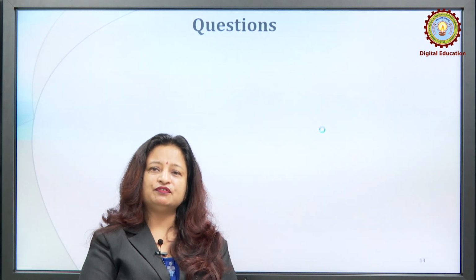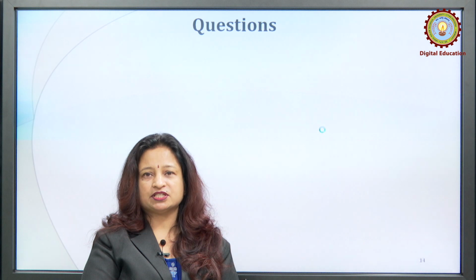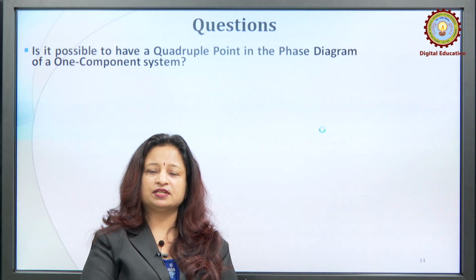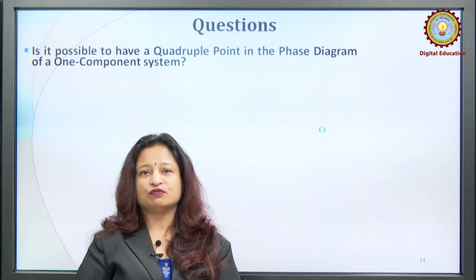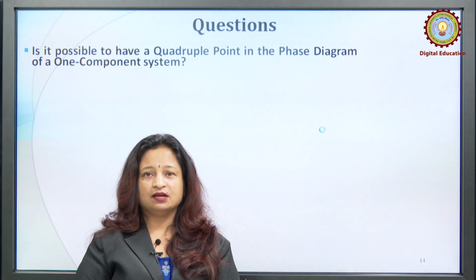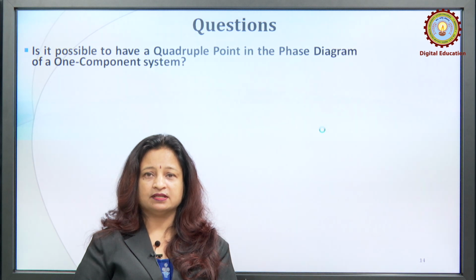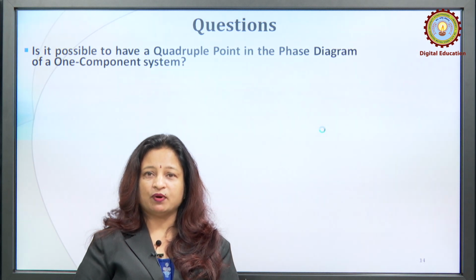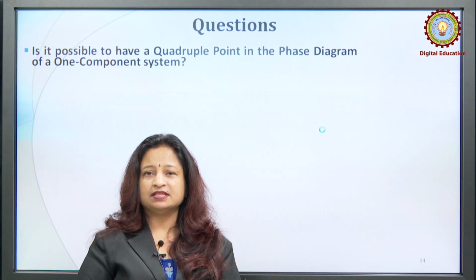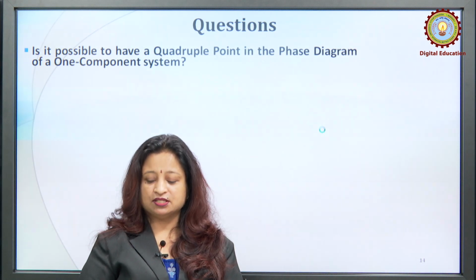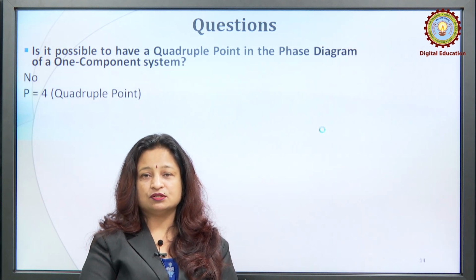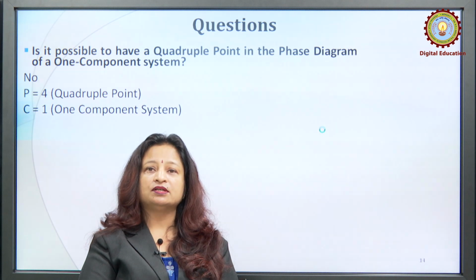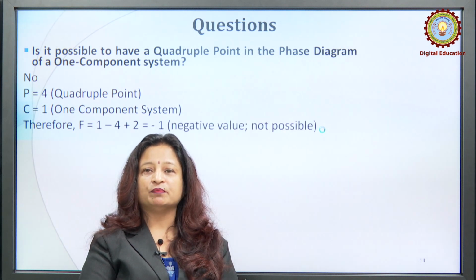Now let us consider a few questions. We will consider two questions here. First question: is it possible to have a quadruple point in the phase diagram of a one component system? So give a thought in your mind. In a one component system, C is equal to 1. So you have to fix C equals 1, and then you can find out that no, it is not at all possible to have a quadruple point in the phase diagram of a one component system.